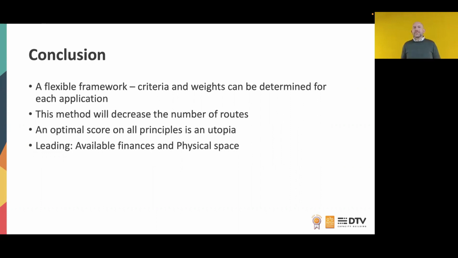Of course, an optimal score on all the principles is a utopia. As perhaps you already felt when I was explaining these principles, there could be some contradictions there. And this is very natural, very logical. The strength of it is to discuss where we need to compromise and whether we need to prioritize within the framework. And of course, as already mentioned, what is important or sometimes leading is the available finances, but also the physical space.